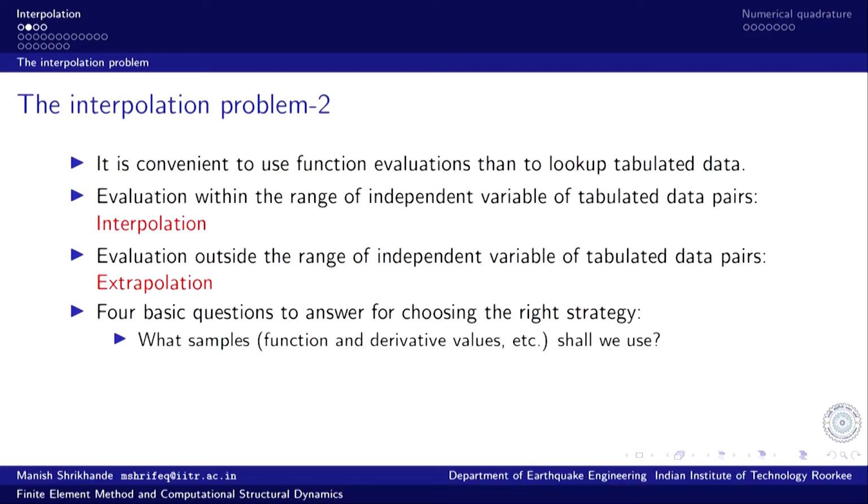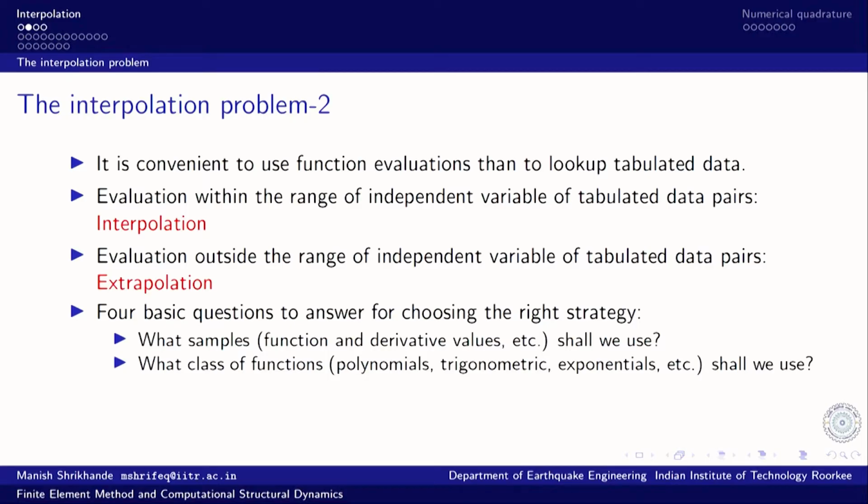So, the 4 questions that we need to answer: what samples shall we use? When we say samples, are we going to rely only on the function values, or will we also make use of the derivative of the function? And when we say derivative, it could be only the first derivative, or up to the second derivative, and so on. So, what degree of smoothness will the approximation that we develop have?